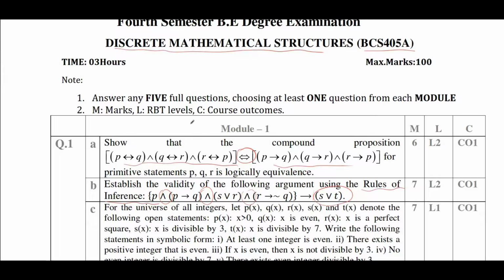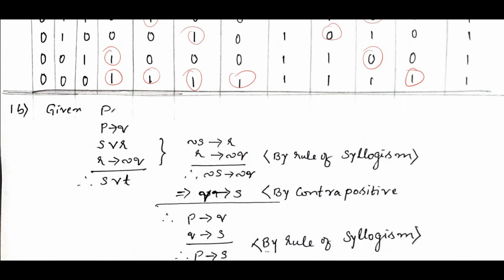To prove that part, I have gone with the rules of inference. You can see the answer here. The compound propositions I have taken are P implies Q, S disjunction R, implies negation Q. Therefore I need to give the conclusion as S disjunction T. First I will consider in this rule of inference, how many compound propositions do I have? 4. Out of these 4, I will consider 3 and 4.